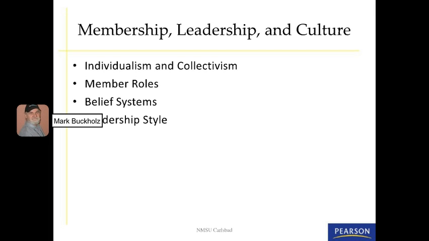In individualist cultures, each group member is important, but in collectivist cultures, the individual is less important and the group is paramount. Consequently, each culture's belief system influences group members' behaviors, and each culture has its own preferred and expected leadership style.